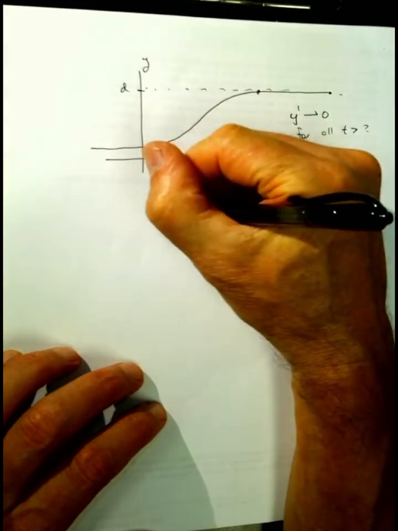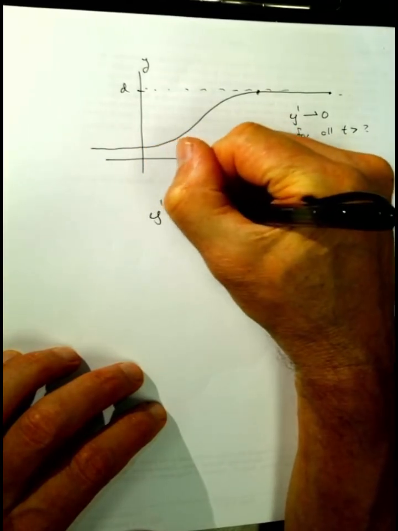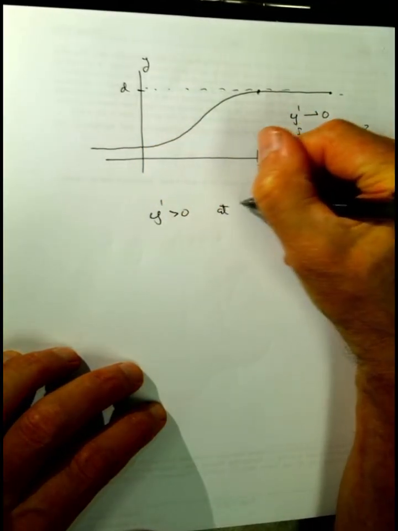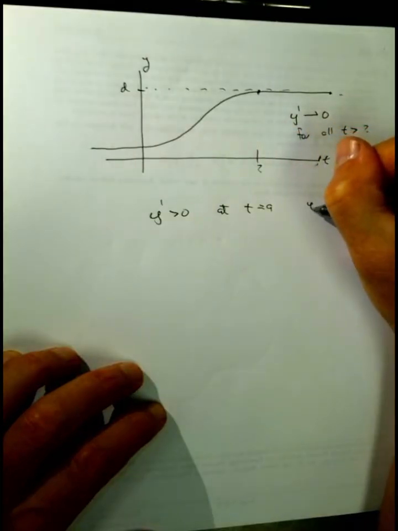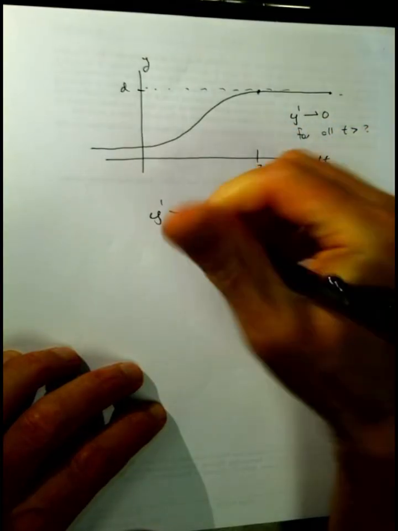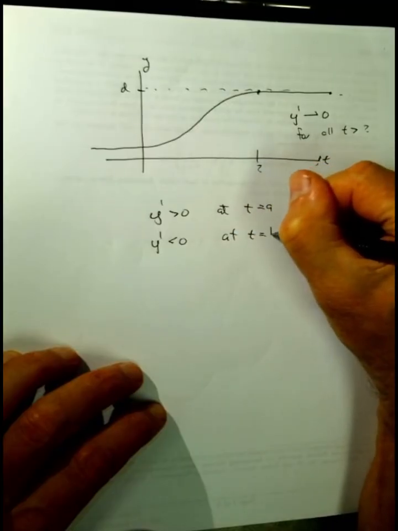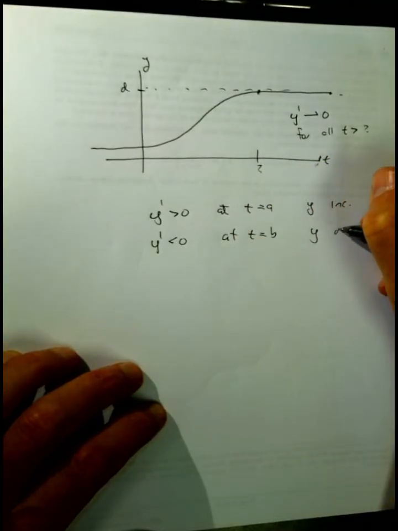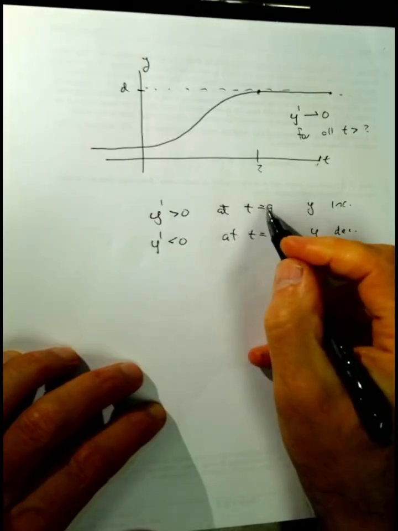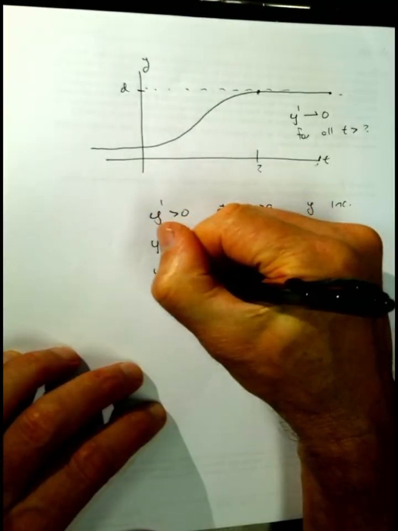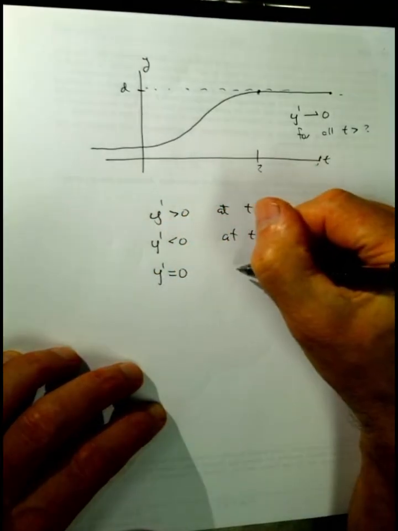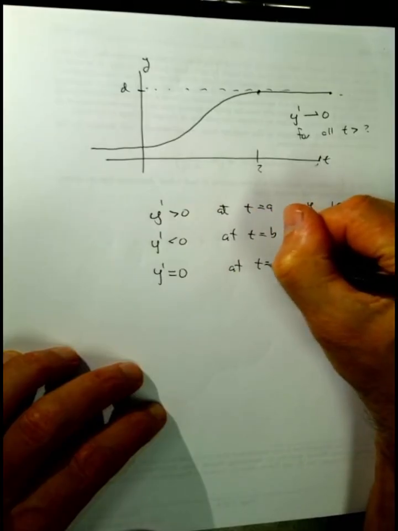So to cap off, what do we know? We know that if y prime is greater than 0 at t equals a, y is increasing. If y prime is less than 0 at t equals b, y is decreasing. I can be careful: this is at t equals a and this is at t equals b. And if y prime equals 0 at some t equals d, we don't know.